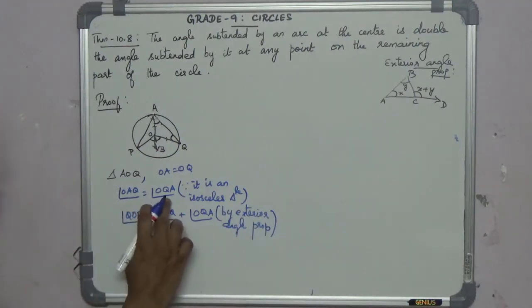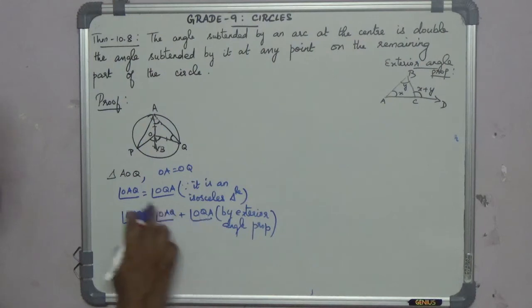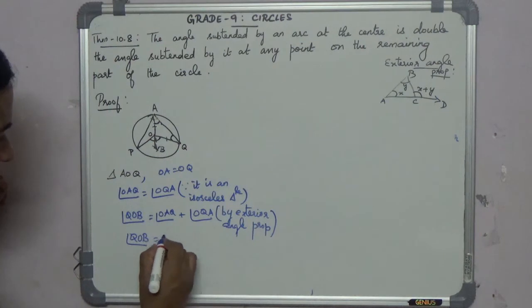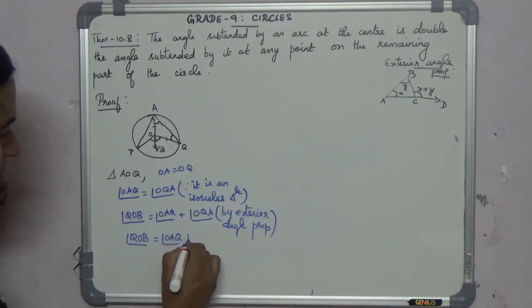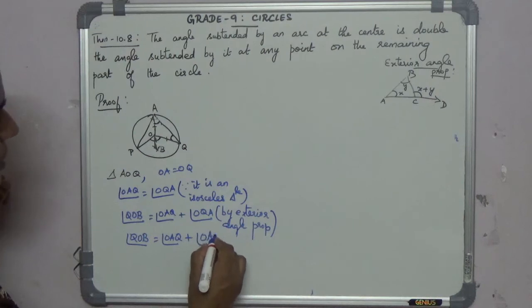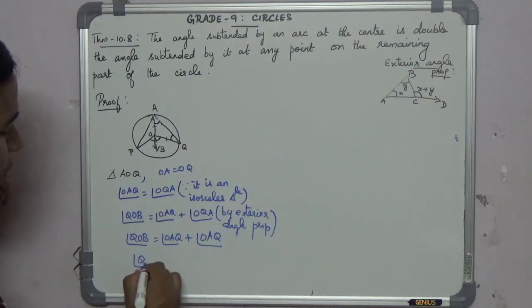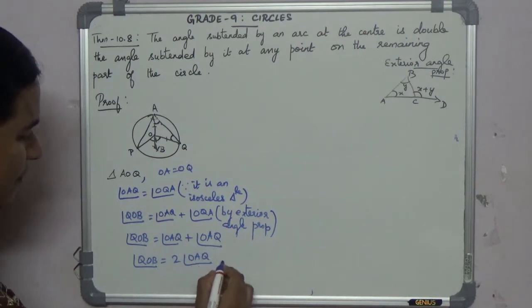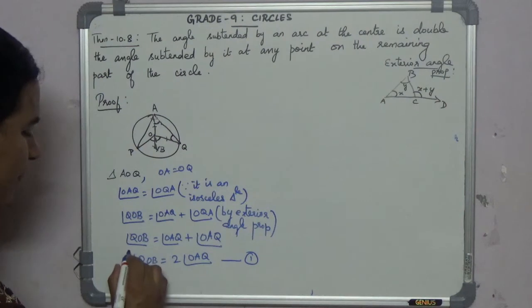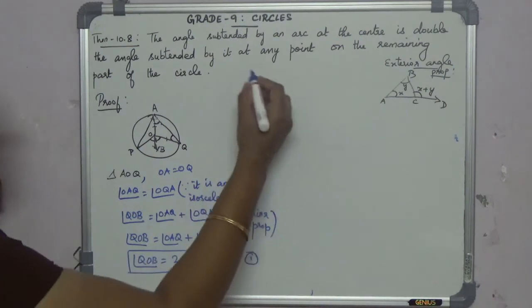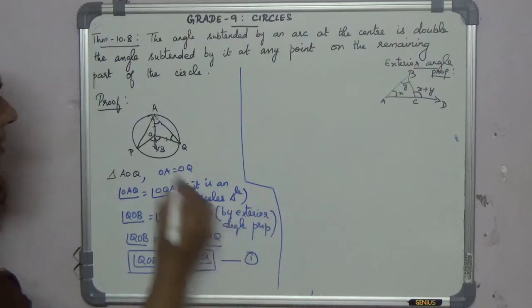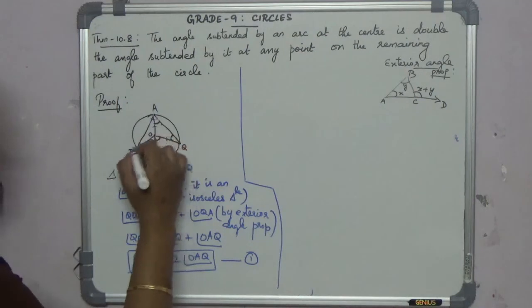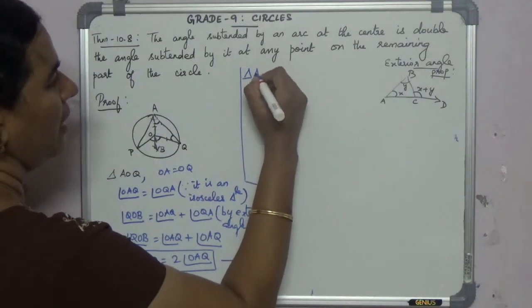Now these two angles are equal, so in the place of angle OQA we can substitute angle OAQ. So angle OAQ plus angle OAQ. So angle QOB will be equal to 2 into angle OAQ. Let this be equation number 1. Next, let us take the other triangle, triangle POA or AOP. Triangle AOP.